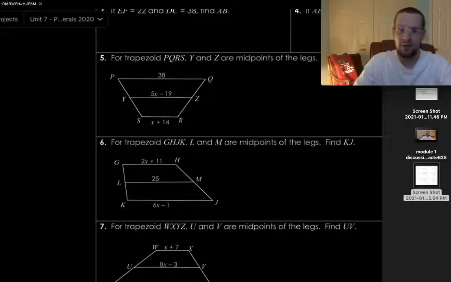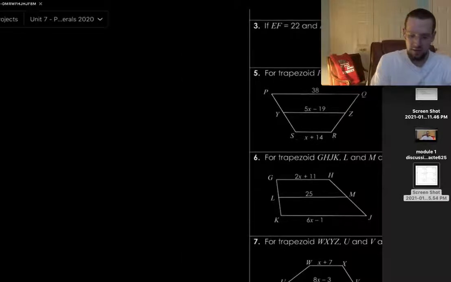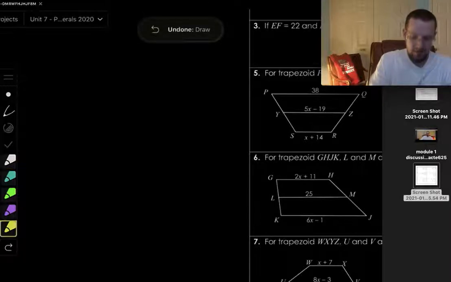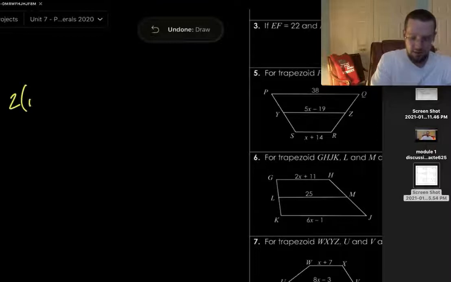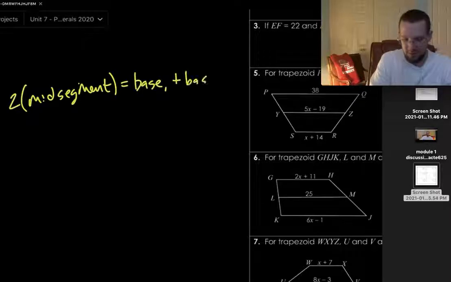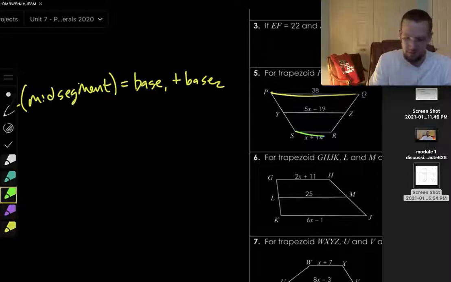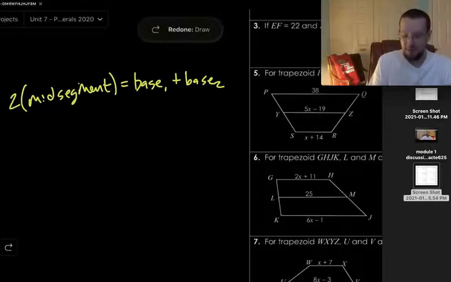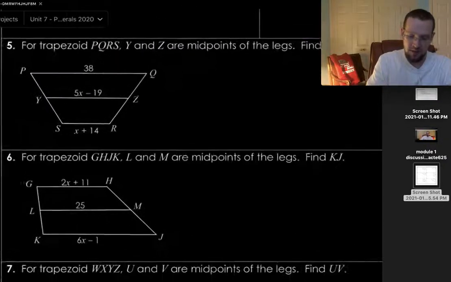Okay, so let us look at some trapezoid mid-segments. So here is what the mid-segment looks like. The mid-segment is where the two midpoints connect. So this line YZ over here would be the mid-segment. And what we find, we have a formula that is 2 times the mid-segment is equal to the sum of the bases. So base 1 plus base 2. So base 1 I would say would be the one on the top, and then base 2 would be this one on the bottom. And so when you add those two bases together, you get two mid-segments.